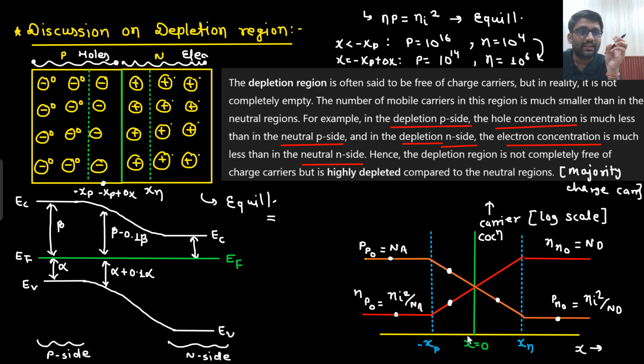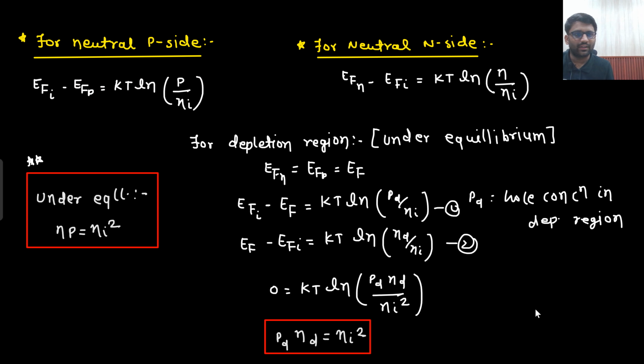But in the depletion region, the concentration would be much lesser than the neutral region. But again, there will be some electrons and holes present. There is no doubt about that. And the multiplication of electron concentration and hole concentration would be equal to ni square. This derivation is of no use. You can simply ignore it.